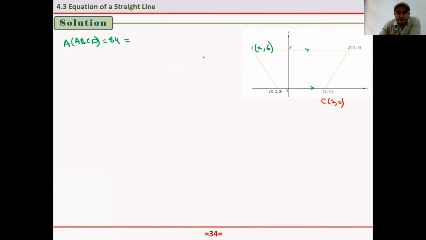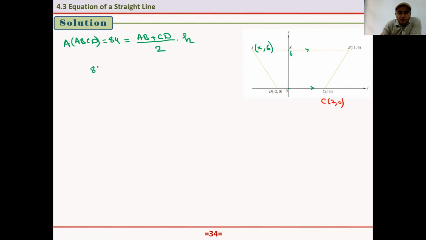So now, how do you find the area of the trapezium? The area of the trapezium is half the sum of the parallel sides, that is AB, the first parallel side, plus CD, the second one, over 2 times height. That's equal to 84. Do we know the height? Height is the distance between the parallel sides. What is it? 11 or 6? It's 6, because this point is 6.